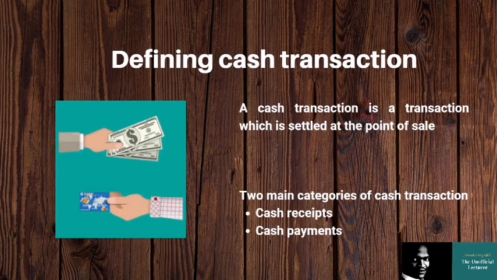So here we are defining cash transactions. We're saying that a cash transaction is a transaction which is settled at a point of sale, meaning that when we exchange goods, if I'm selling items in my store and you are giving me cash, we are calling that a cash transaction. Then we have two main categories of cash transactions: cash receipts and cash payments. Cash receipts are when the business is receiving money for selling items. Cash payments can be when the business is paying their own bills, maybe paying their suppliers, or just paying municipal bills.